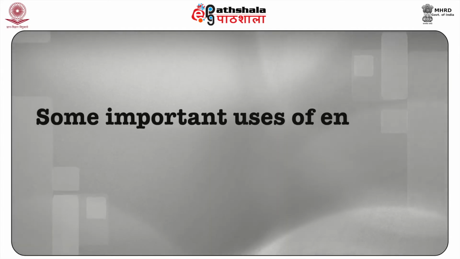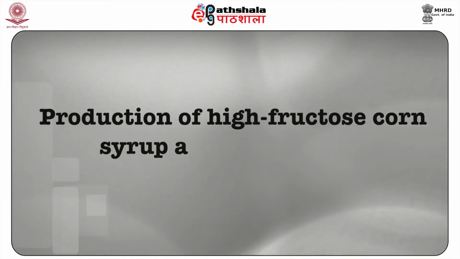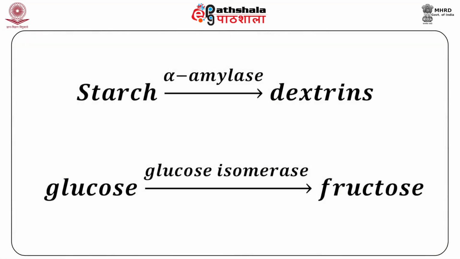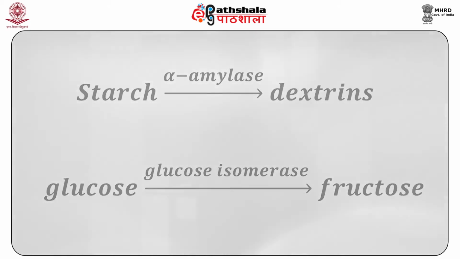Some important uses of enzymes in foods. Let us now discuss this topic. There are some major successes in the use of food related enzymes. First one is the production of high fructose corn syrup and sweeteners. This involves a relatively heat stable alpha amylase, glucoamylase and glucoisomerase, that is glucose isomerase. You can see the two reactions here involving the enzymes.